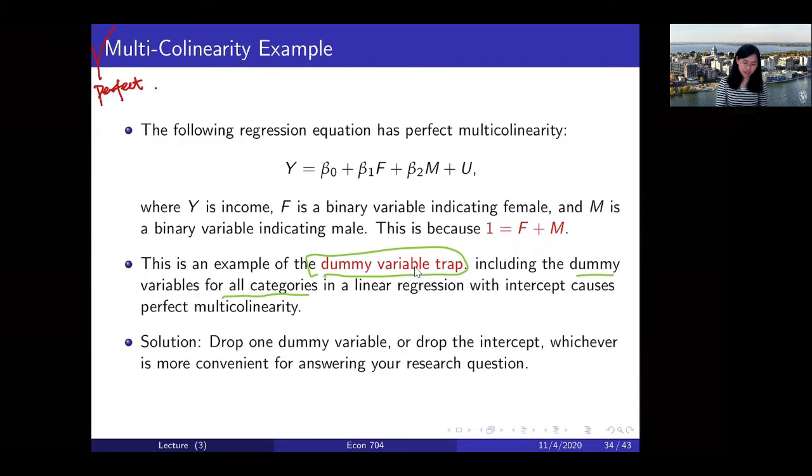It's like now gender has two categories and you can create two dummy variables, but if you try to include both dummy variables in your linear regression, you have a perfect multicollinearity problem. Solution is very simple. You simply drop one of the dummy variables, or you could drop the intercept. You could drop this one too. Which one to drop depends on what question you want to answer with your regression equation.